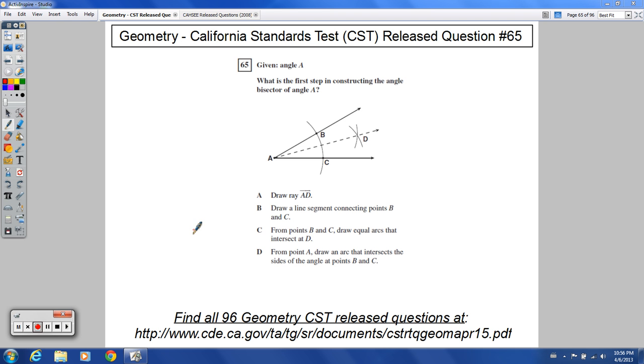Welcome to Geometry CST release question number 65. It says we're given angle A, and what is the first step in constructing the angle bisector of angle A? So we're trying to cut this angle in half, in other words. That's what an angle bisector does.